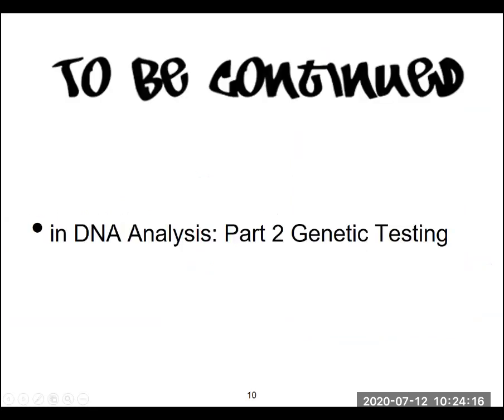So that's how we can go through and study the exact sequence of the DNA molecule and hopefully begin to understand it a little bit more. Come back for the second half of this lecture where we're going to start to talk about how we can start to use this information.